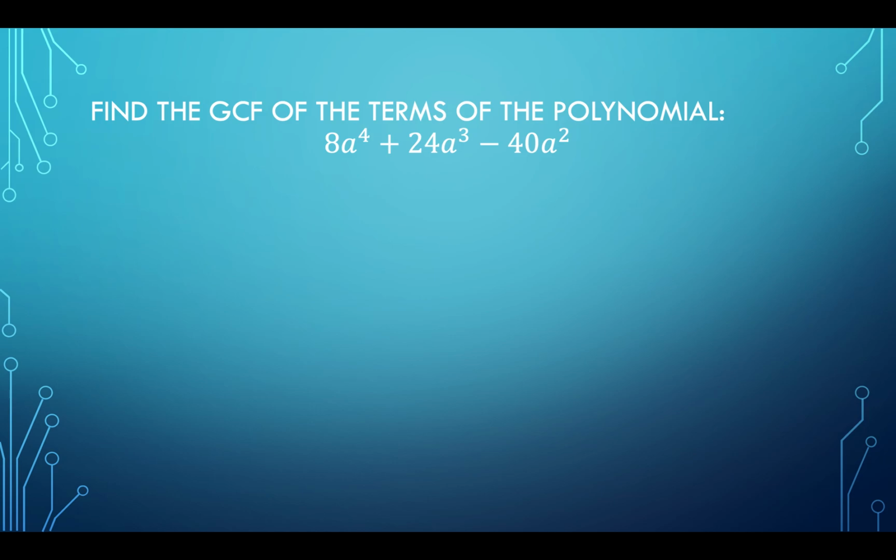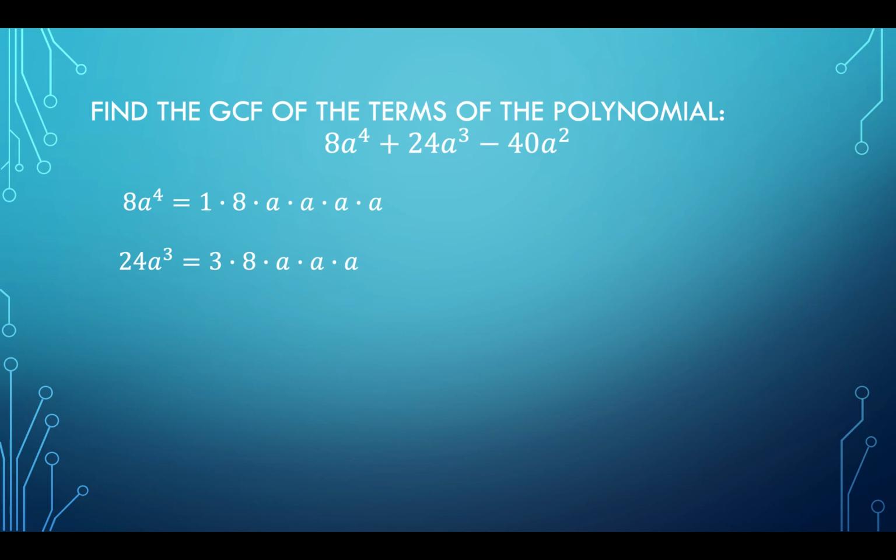We're going to be finding the greatest common factor of the terms of the polynomial. 8a to the fourth plus 24a to the third minus 40a squared. Remember I told you on a quiz or a test, this is how I want you guys to do it. So we're going to break down and find the factors for each of these numbers. So how do we get 8? 1 times 8. How do we get a to the fourth? A times a 4 times.